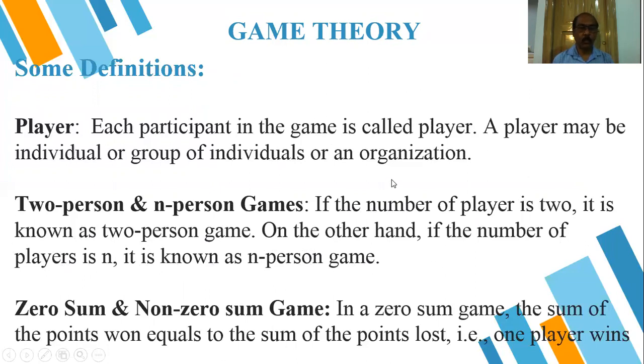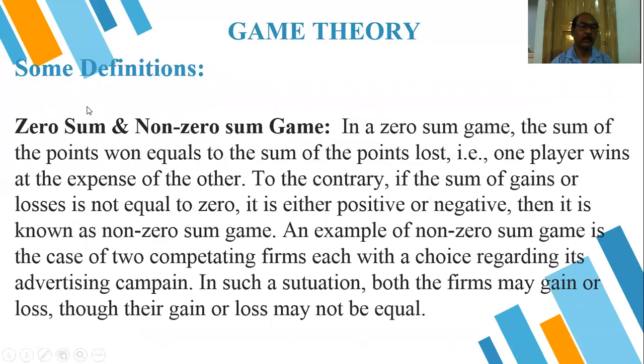Zero sum or non-zero sum game. In a zero sum game, the sum of the points won equals the sum of the points lost. That means someone's gain and the opponent's loss are equal, and if we sum this up, one is positive, another is negative, and you will get zero. That's why it is called a zero sum game. That means one's gain and another's loss is equal. That is, one player wins and another player loses.